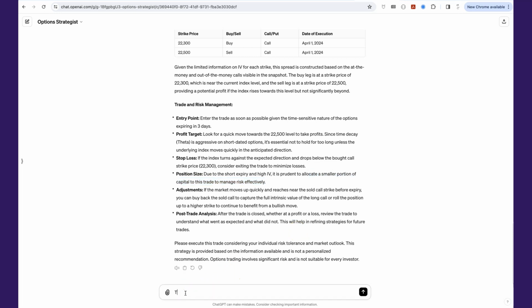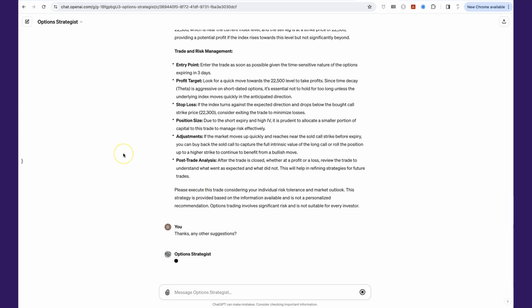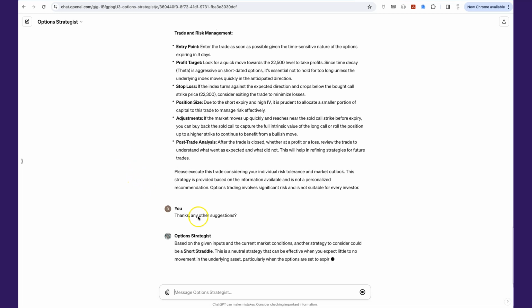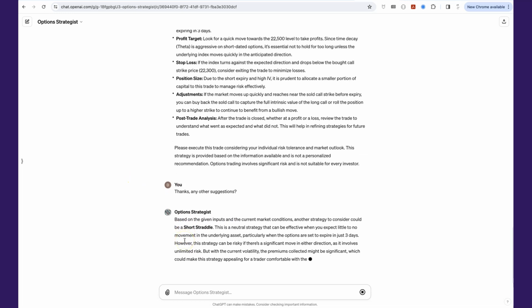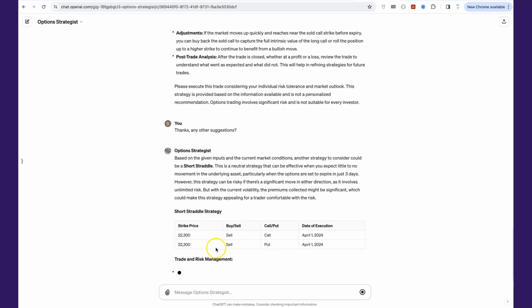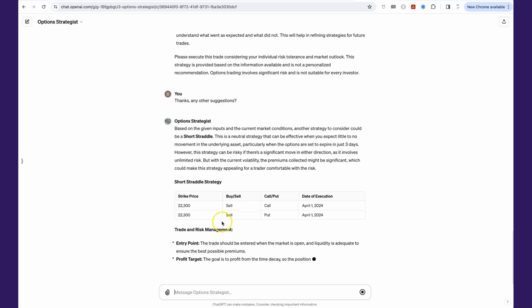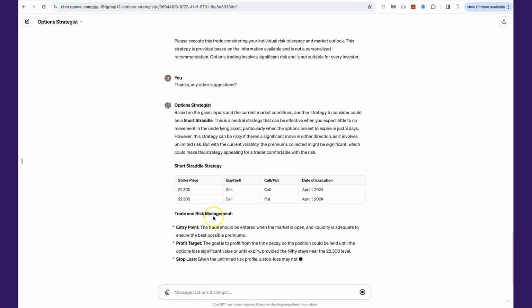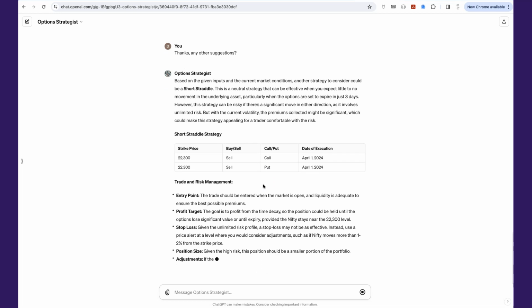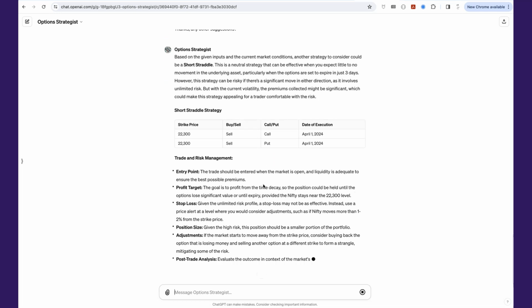So let's say thanks. Any other suggestions? Let's see if it has something else to say. Okay, another strategy could be a short straddle, neutral, and then it gives you how you should be executing the short straddle, and again the whole trade and risk management. So yeah, this is pretty much it. Feel free to use it, have fun, and see if it kind of makes sense.